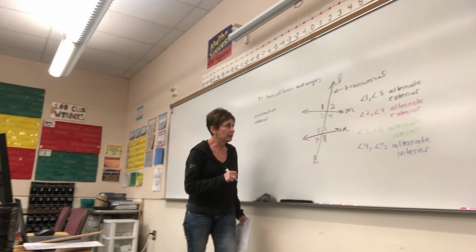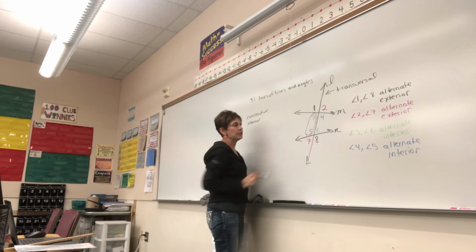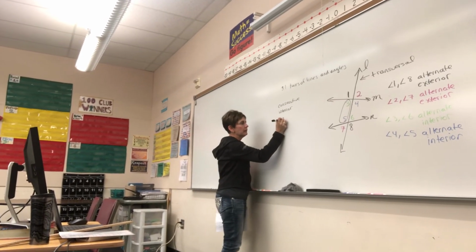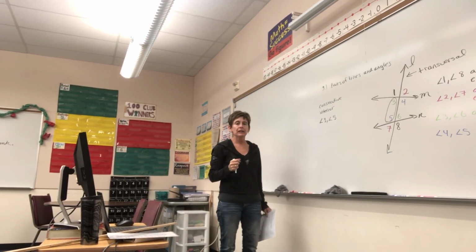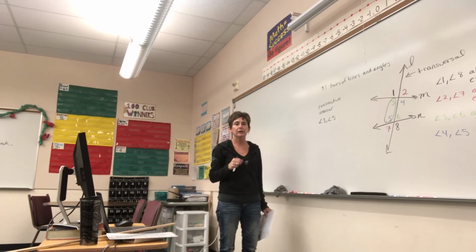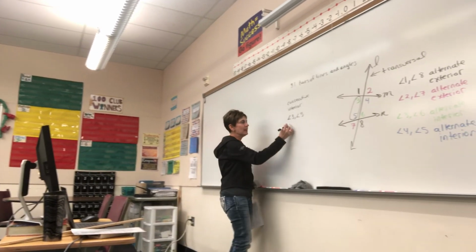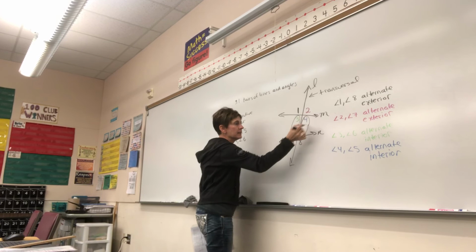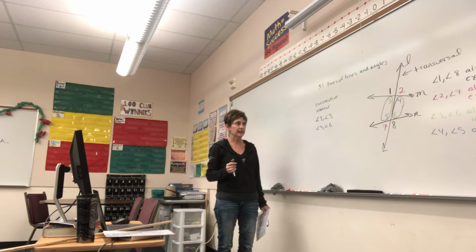So if we look at the picture here, angle 3 and 5 would be consecutive interiors because they're in a row on the inside. So that would be one pair of consecutive interiors, angle 3 and 5. Can you look at that picture and look down at your notes and see if you can figure out the other pair of consecutive interiors? I hope you said angles 4 and 6. Because angle 4 and 6 are consecutive, which means in a row, and interior, which means on the inside.